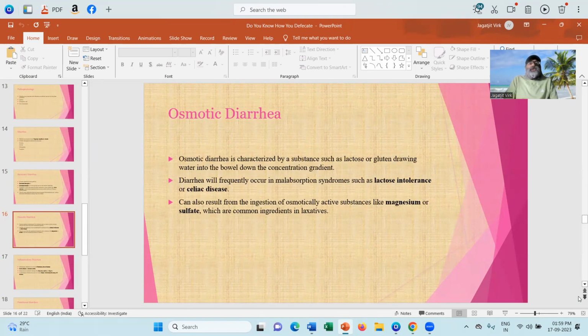Osmotic diarrhea. Osmotic diarrhea is characterized by a substance such as lactose or gluten drawing water into the bowel down the concentration gradient. Diarrhea will frequently occur in malabsorption syndromes such as lactose intolerance or celiac disease. It can also result from the ingestion of osmotically active substances like magnesium or sulfate, which are common ingredients in laxatives.